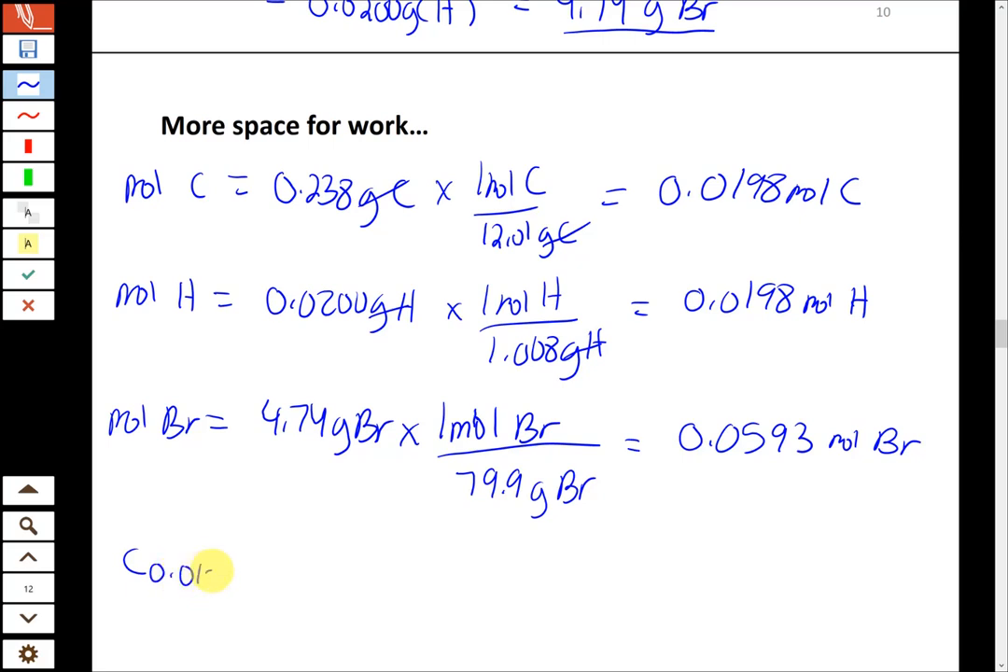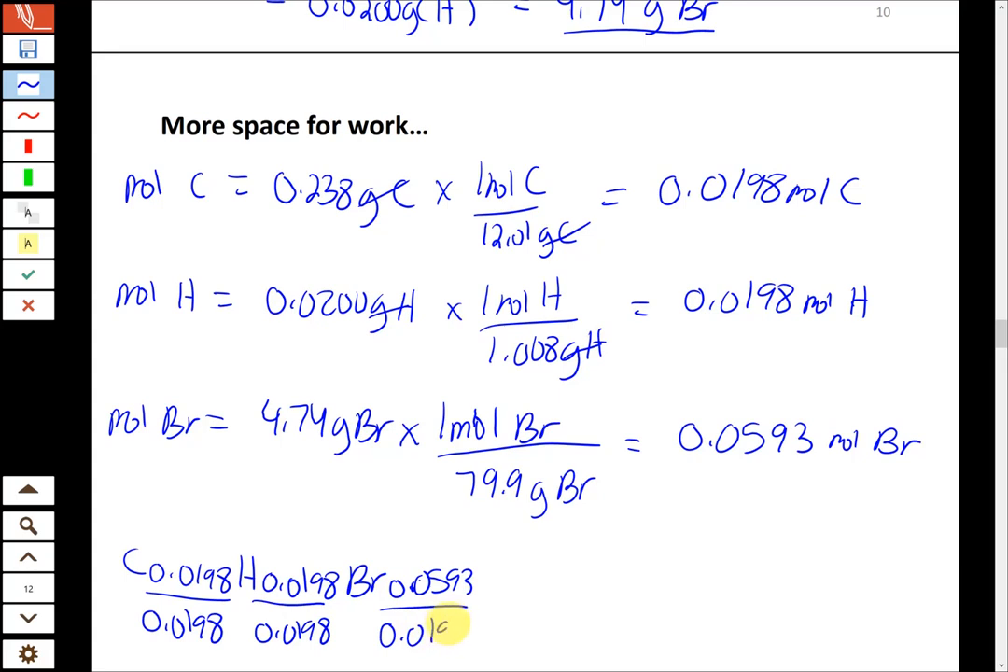C 0.0198, H 0.0198, so those two are the same, and then Br 0.0593. This one we could probably do in our head, but if we divide all of them by 0.0198, the formula we get is CHBr3. All right, so 1 to 3 ratio. So it's more steps because we don't give you the masses or the moles of the elements directly, but once you get those, you just follow the rest of the process to get the empirical formula.